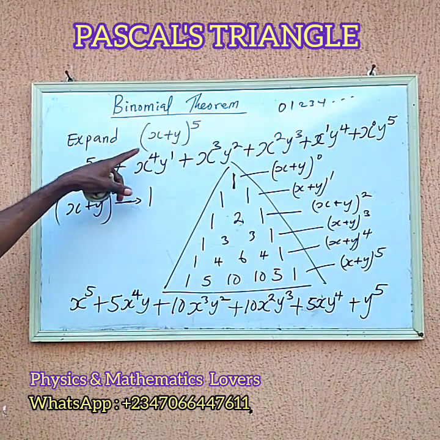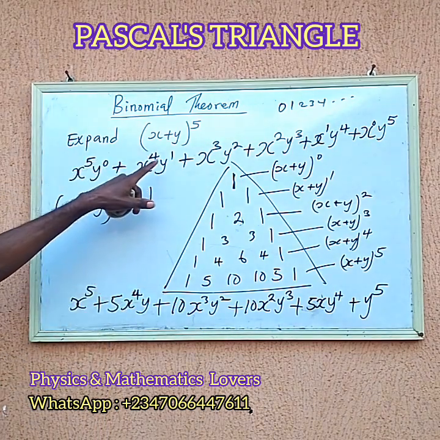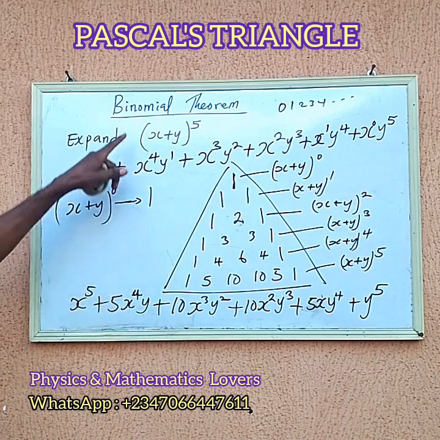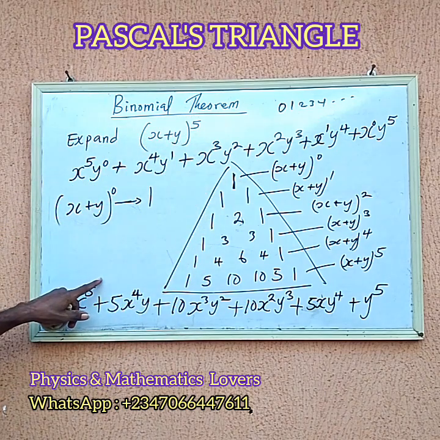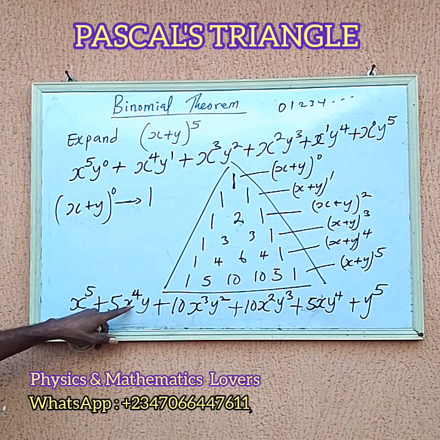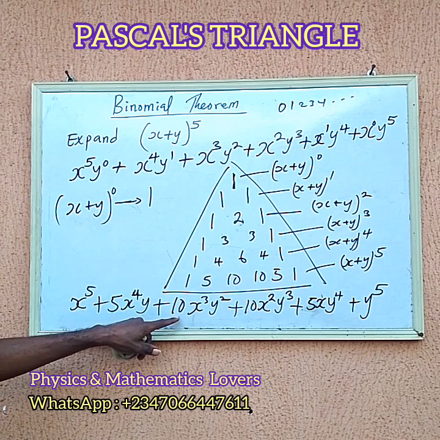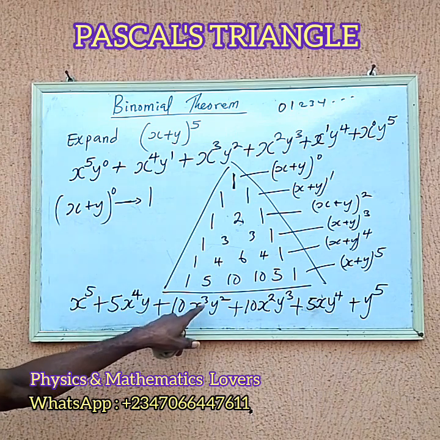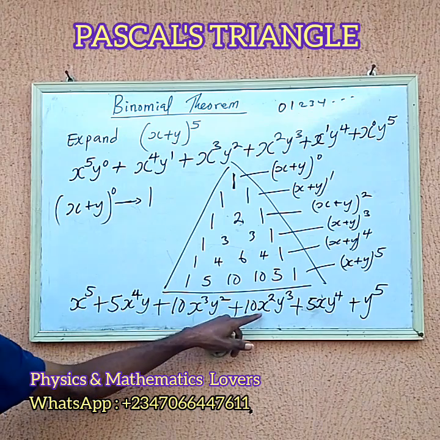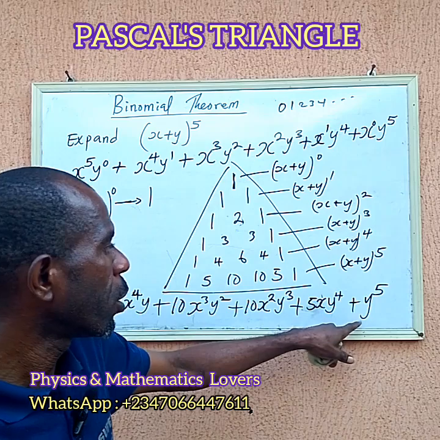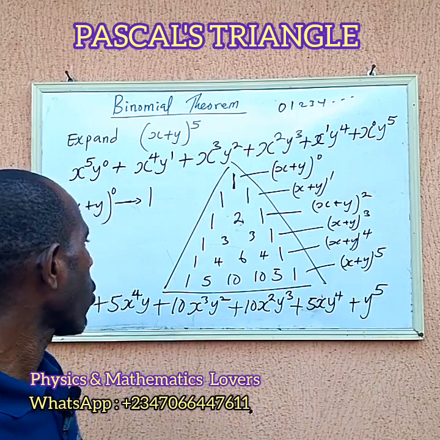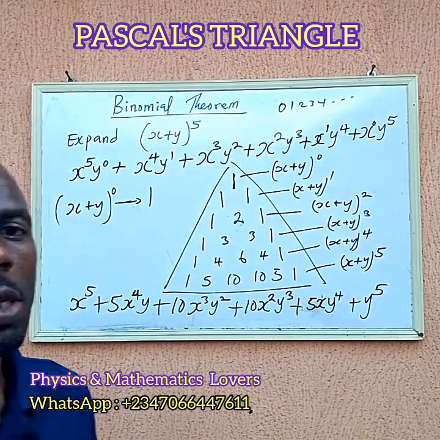So when you expand this using Pascal triangle or the binomial theorem, this is what we're going to have: x raised to power 5 plus 5x raised to power 4 y, then 10x cubed y squared plus 10x squared y cubed plus 5x y raised to power 4, then plus y raised to power 5. So this is what is called Pascal triangle.